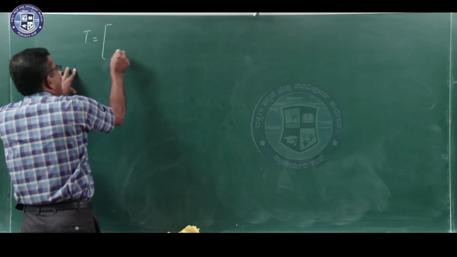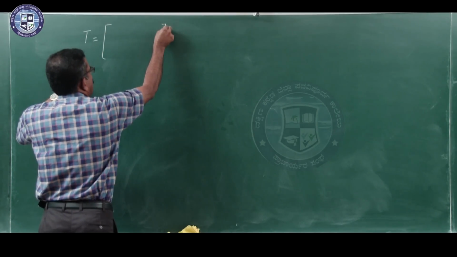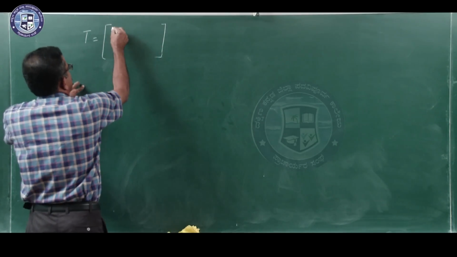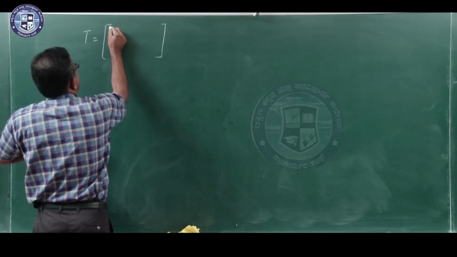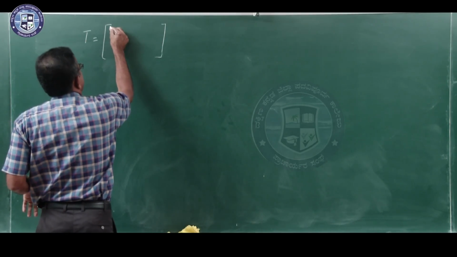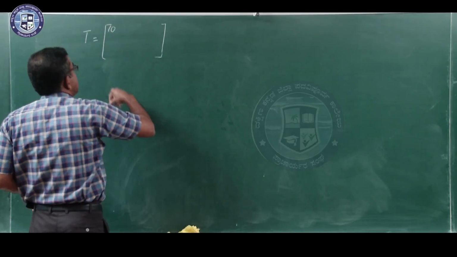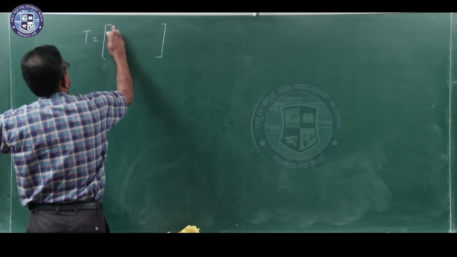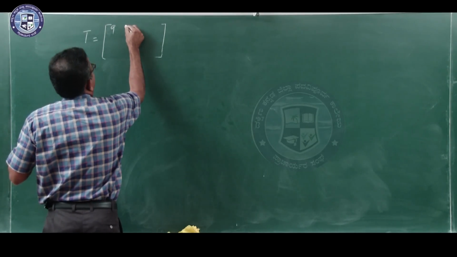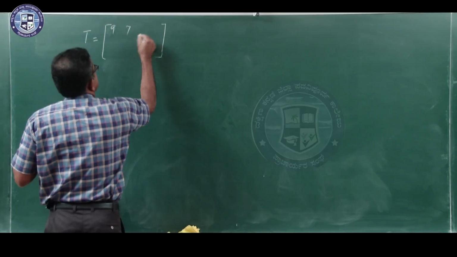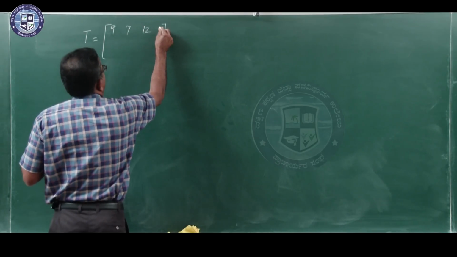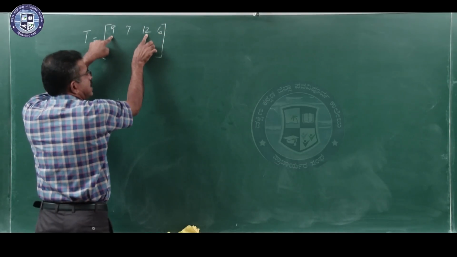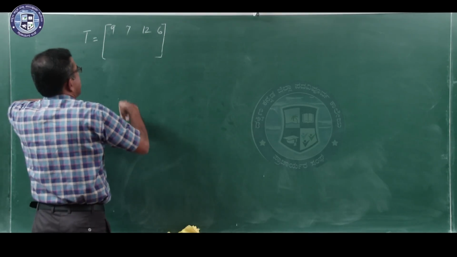Let me take T, the theory marks of 3 students in 4 subjects: physics, chemistry, maths, biology. I don't want to highlight anything else. Let me write the marks. Theory is out of 10 and practical out of 5. So let me take the first marks as 9, in chemistry say 7, in maths 12, and in biology say 6. Why have I taken 12 here? Because in maths there is no practical.